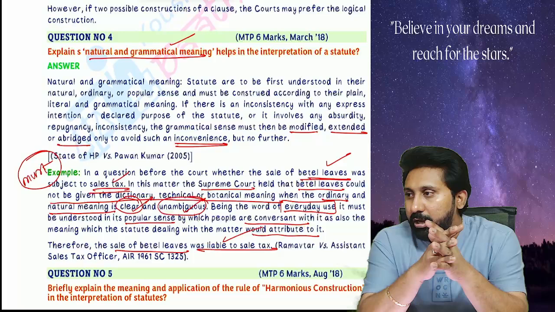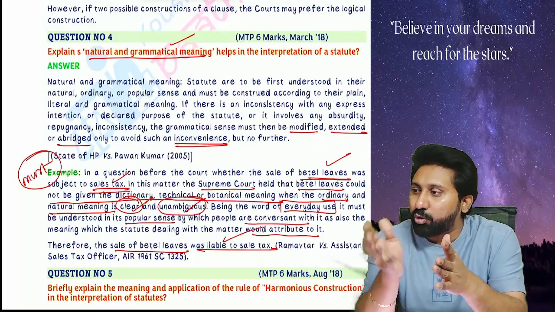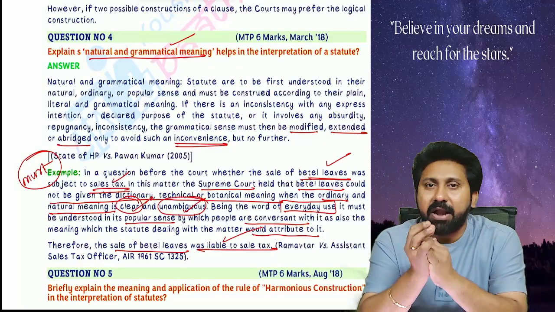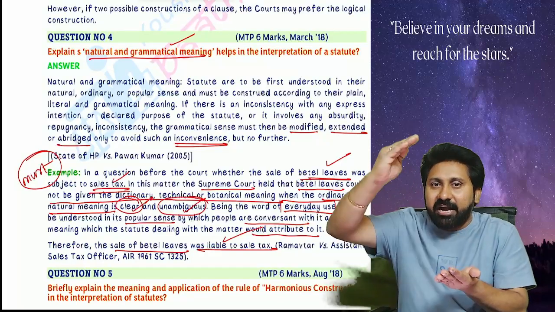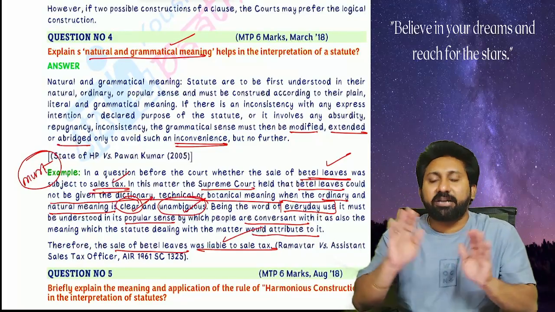Number two: if plain, literal, and grammatical interpretation leads to inconsistency, repugnancy, absurdity, etc., that grammatical sense should be either extended, modified, or abridged, decreased, to avoid that inconvenience.